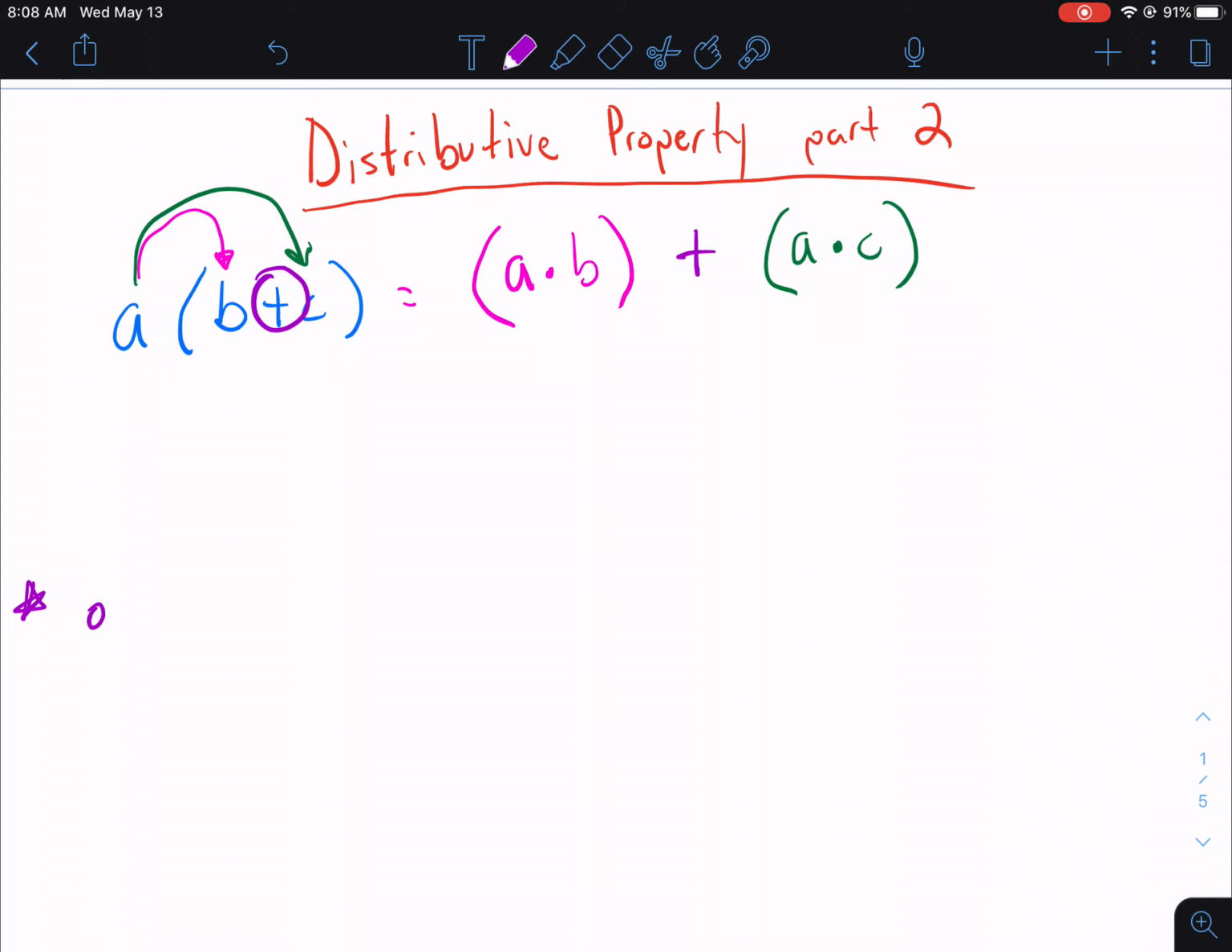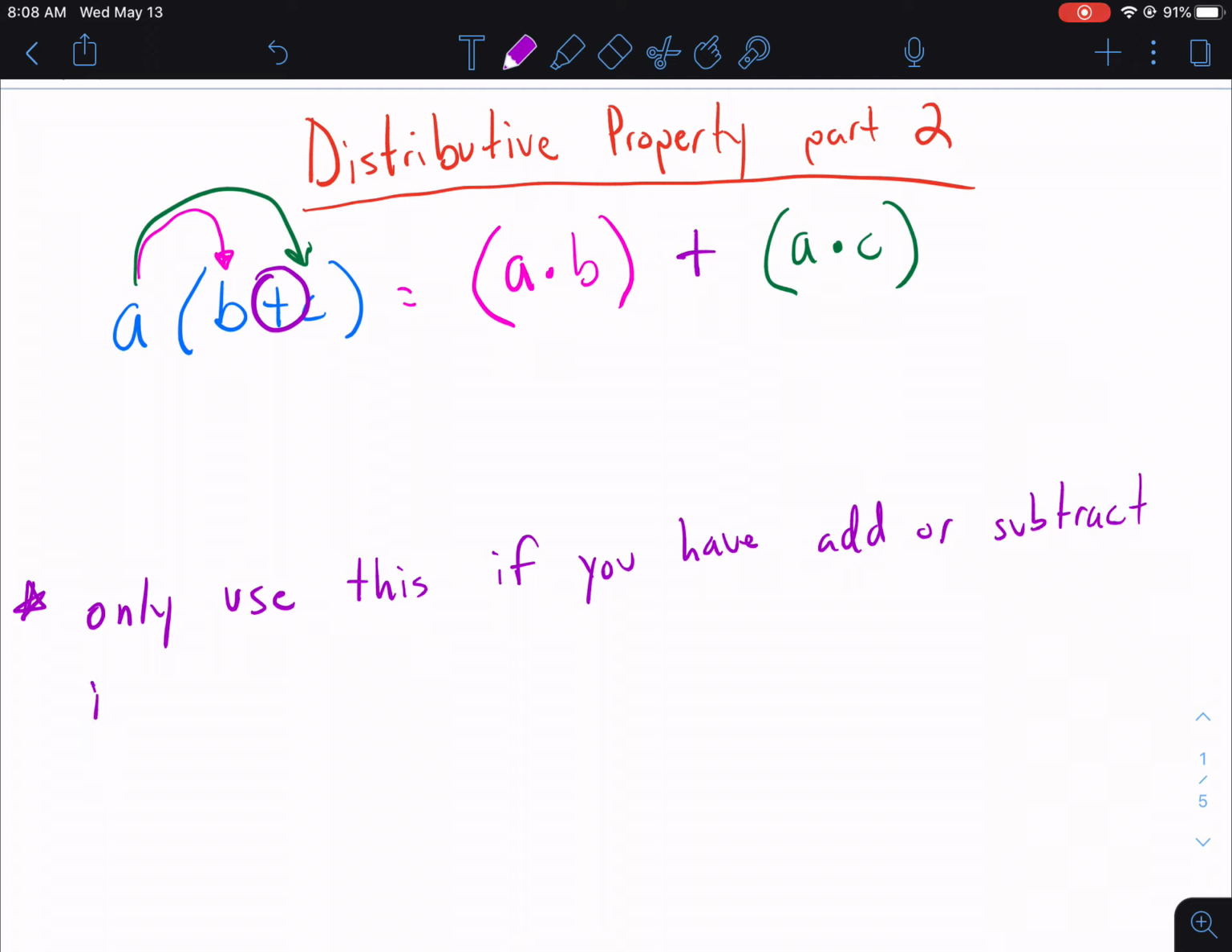Now remember our rule: only use this if you have add or subtract inside of the parentheses. Solo usan esto si tienen suma o resta dentro del paréntesis.